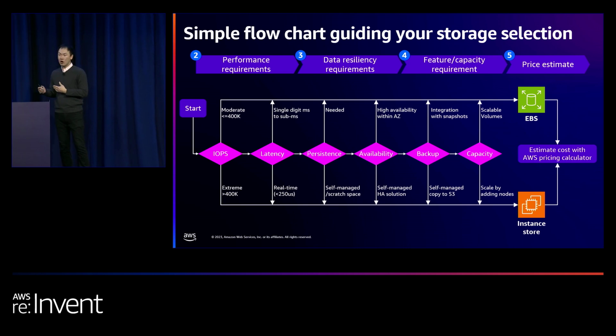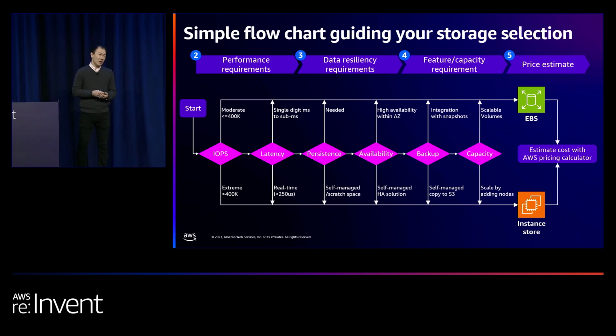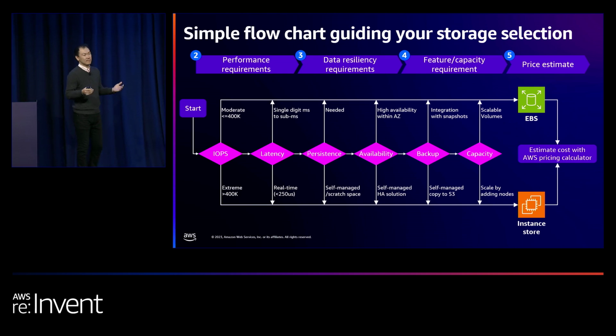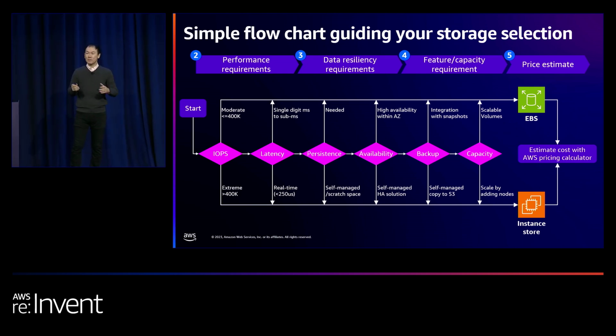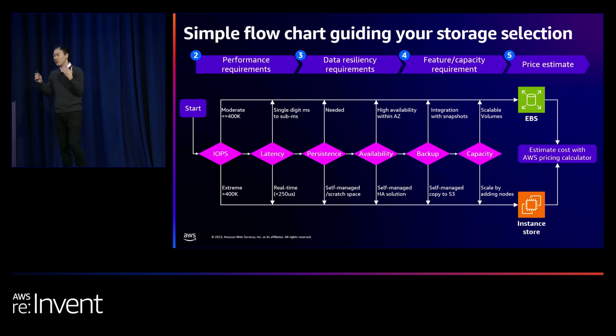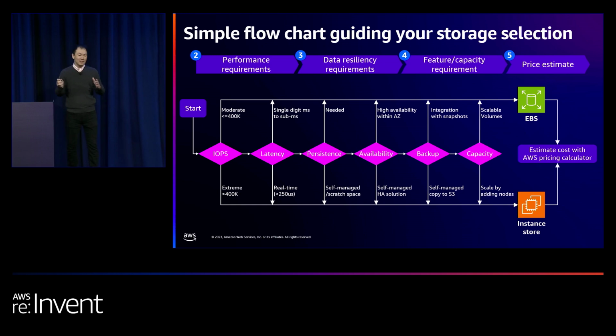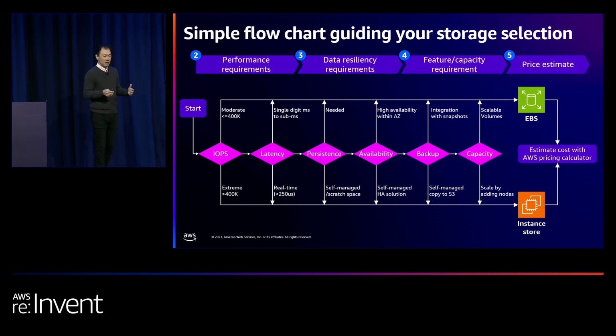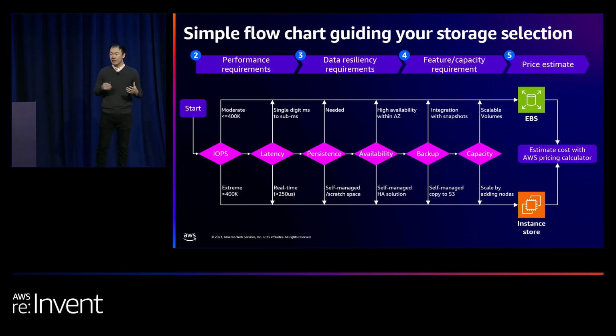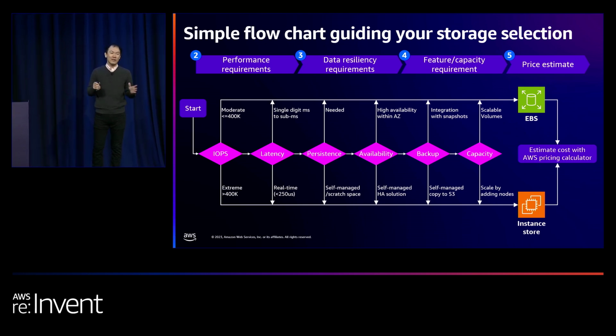The next step is to talk about data resiliency. If your workload is mostly stateless, you don't need your data to persist beyond your instance lifecycle. You terminate your instance, you don't need to save your data, poof, it's gone, right? If that's the case, Instance Store can be your choice. However, if you do need to persist your data, and you do need the volume to attach to different instances later, or if you want durability and availability, but you do not want to manage it yourself, then EBS would be in a good place.